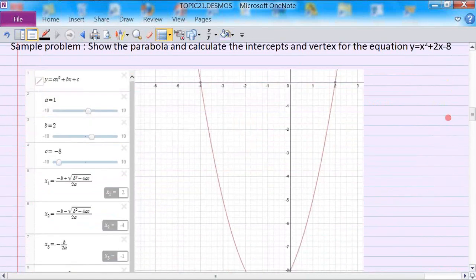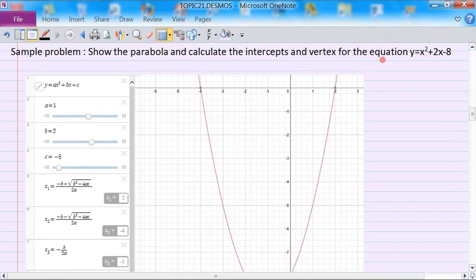Now, we're going to set up a template for calculating and solving this graph here. We'll show the parabola and calculate the intercepts and vertex. I'm going to pay particular attention to the calculation of the intercepts and the vertex, rather than just showing the parabola.